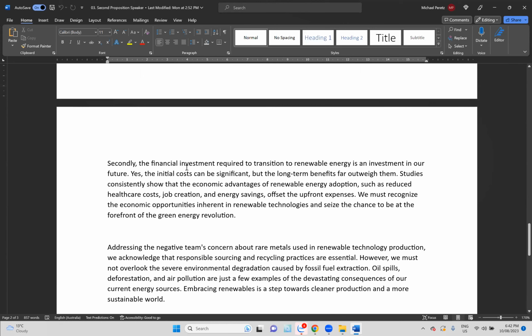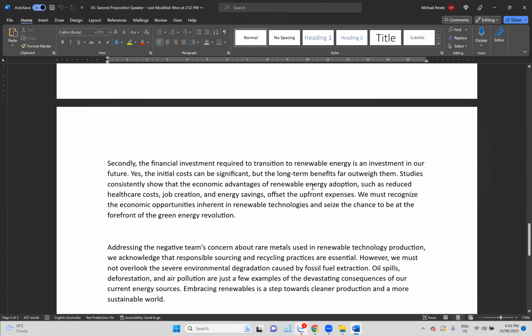Secondly, the financial investment required to transition to renewable energy is an investment in our future. So now we're talking about, yes, you've said that it's going to be expensive, but we're going to invest in the future so it can be cheaper in the long run. So yes, the initial cost can be significant, but the long-term benefits far outweigh them. Studies consistently show that the economic advantages of renewable energy adoption, such as reduced healthcare costs, job creation, and energy savings, offset the upfront expenses.